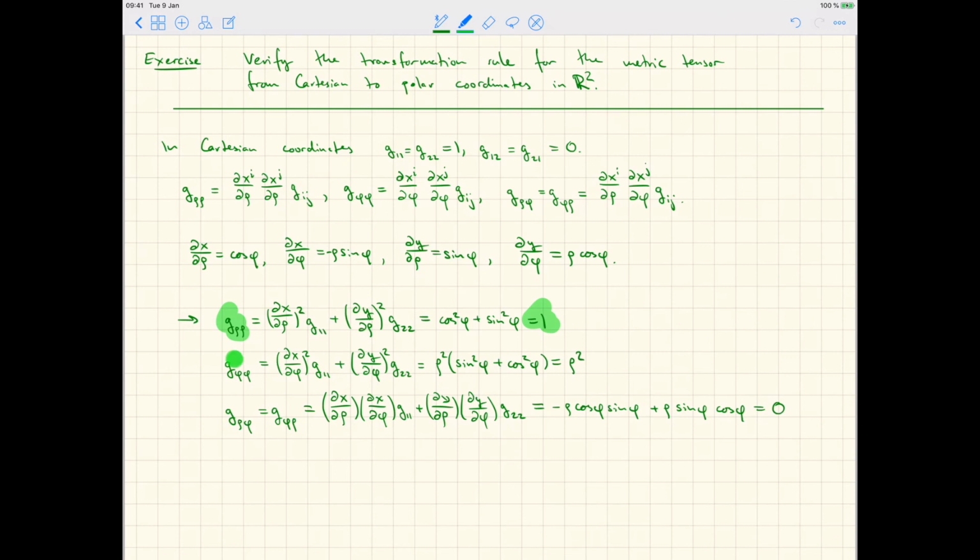So this gives us the components of the metric tensor in polar coordinates. We see that the non-zero components are g rho rho equal to 1 and g phi phi equal to rho squared, which is exactly what we have previously found for the metric tensor in polar coordinates. And we can therefore conclude that the metric components indeed follow the correct transformation rule for tensor components.